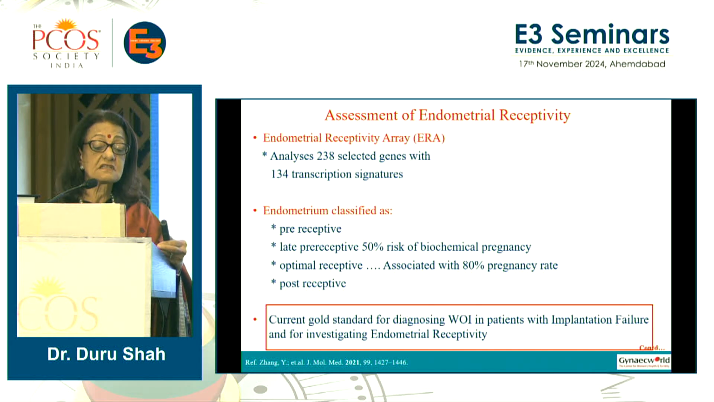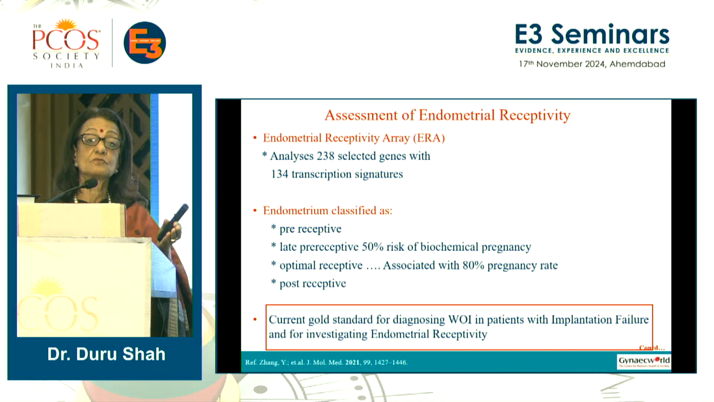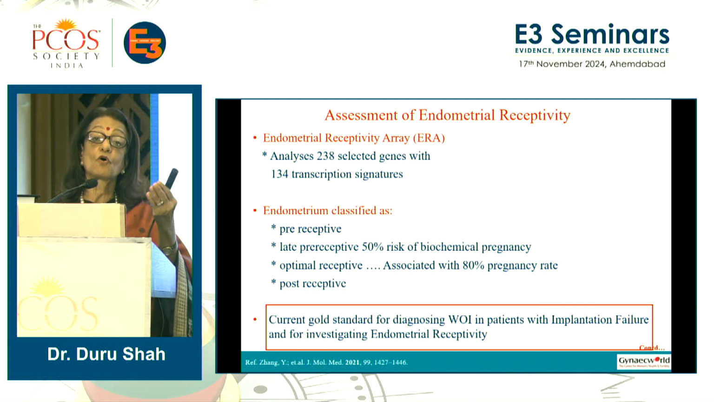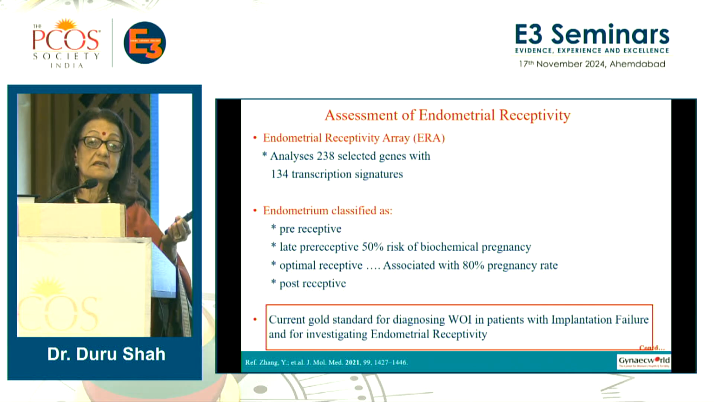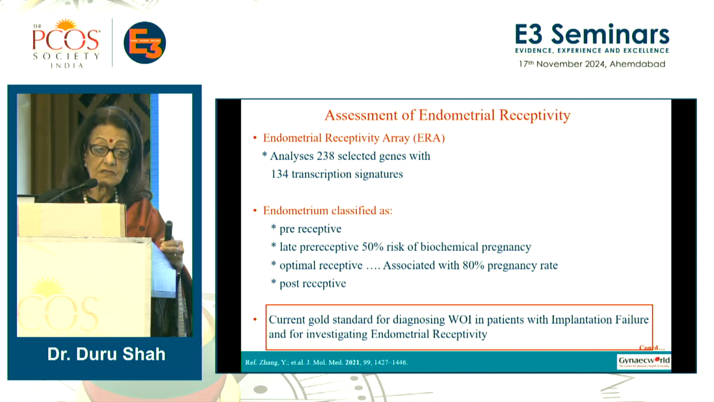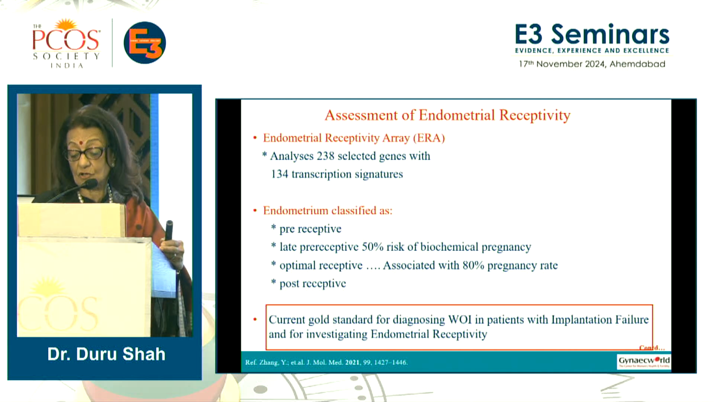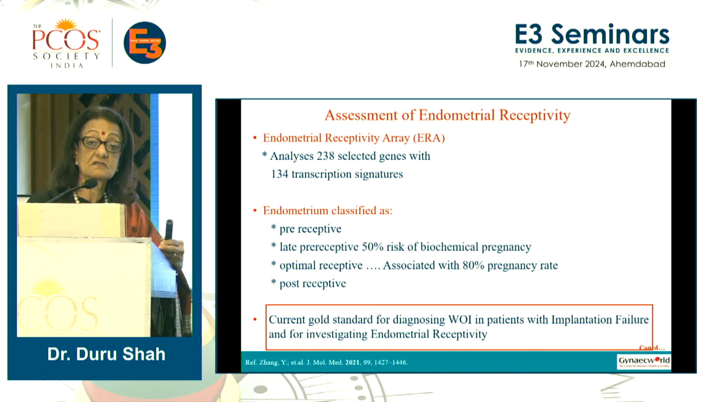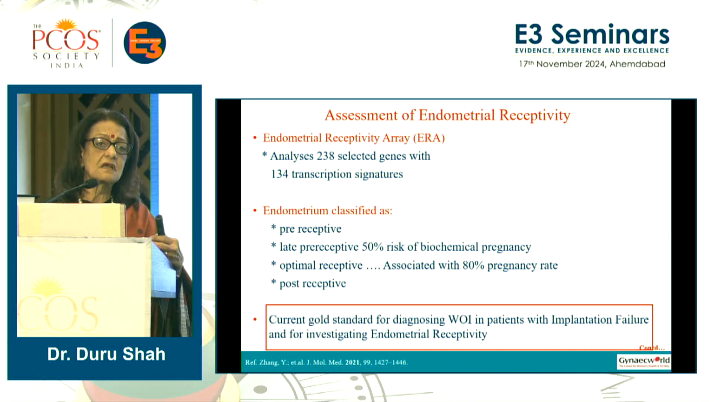With ERA, the genes are selected, we take an endometrial biopsy and send it to the lab, and we look at whether the endometrium is pre-receptive, post-receptive or receptive. Based on that test, you can't do the embryo transfer in the same cycle. You have to presume that the same thing is happening in the next cycle, and then you transfer the embryo. That's what people are doing. But honestly, I'm not really impressed with this test because it doesn't really help us. It's a very expensive test, and whatever studies have been done are not very positive.